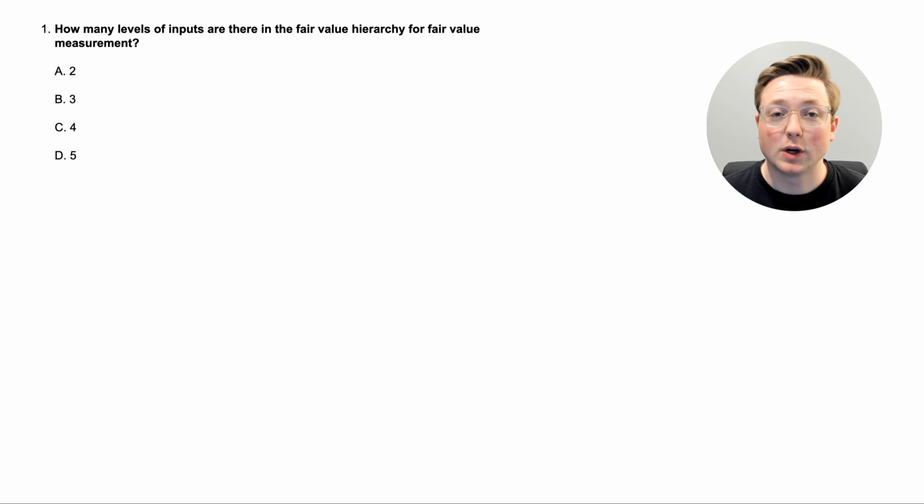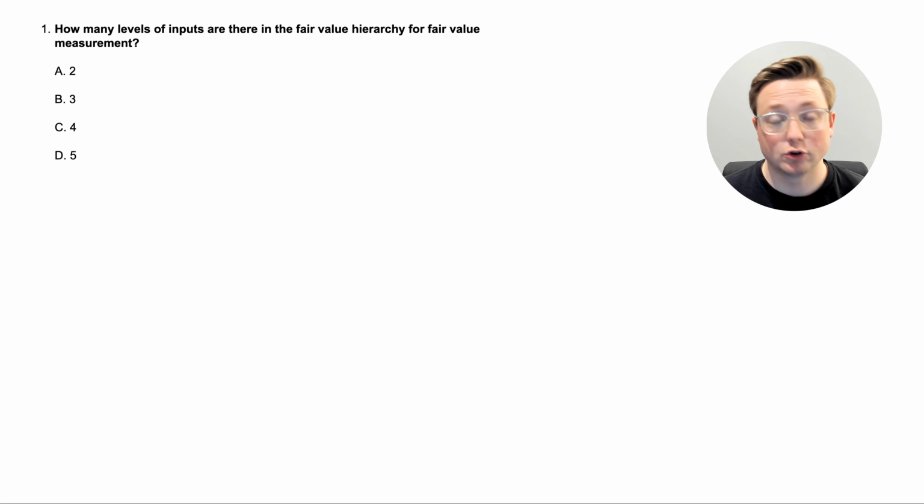All right, here we are at question 1, and as I said before, this is a pretty easy, pretty straightforward topic, but I felt like it needed to be covered, so we're going to do 5 questions on it. This question is pretty easy. How many levels of inputs are there in the fair value hierarchy for fair value measurement? So if you've seen this before, you already know the answer. If you have no idea what this is even talking about, we're going to learn how many there are, and then throughout the rest of the video, we're going to be learning about the different levels and what they mean and what you would use them for when it comes to fair value.